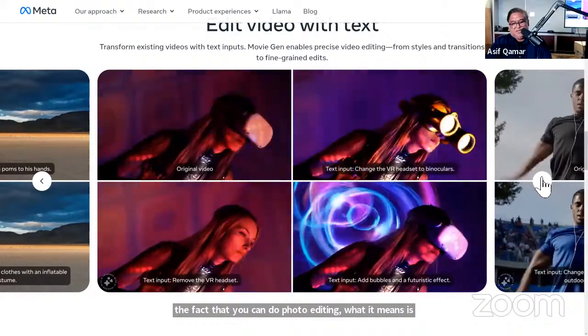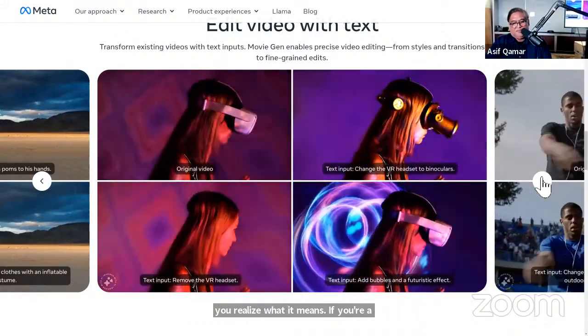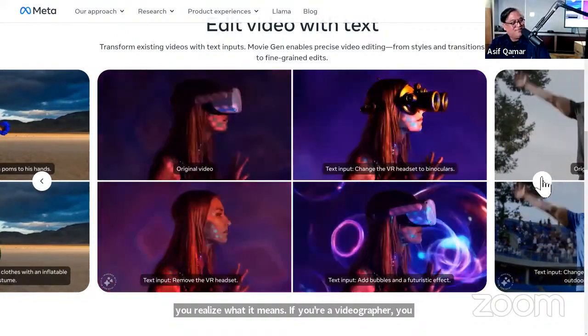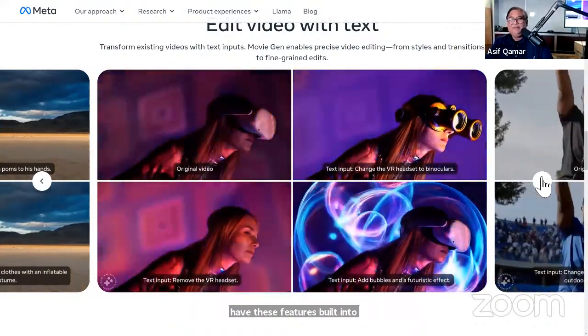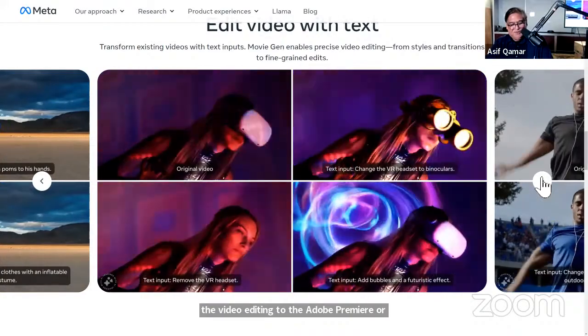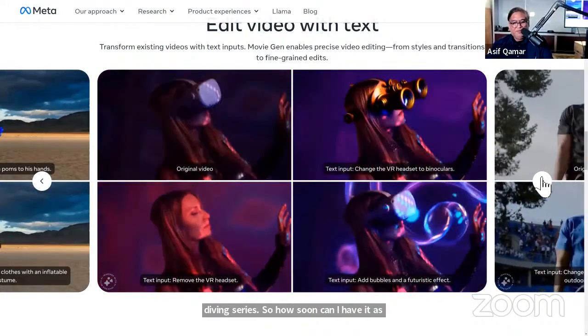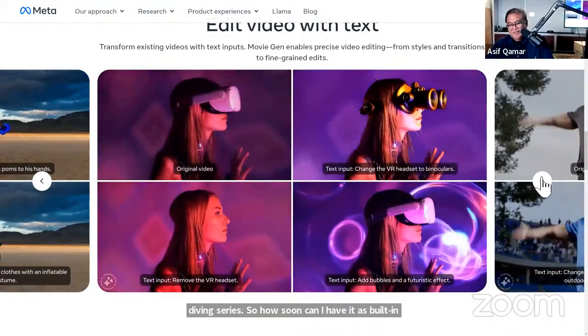So the fact that you can do photo editing, you realize what it means. If you're a videographer, you would start salivating and wondering, okay, when can I have these features built into the video editing tool, the Adobe Premiere or the DaVinci Resolve? How soon can I have it as a built-in feature? It will take a while, I suppose, for it to get polished up and properly viewed, but it's still nevertheless quite remarkable.